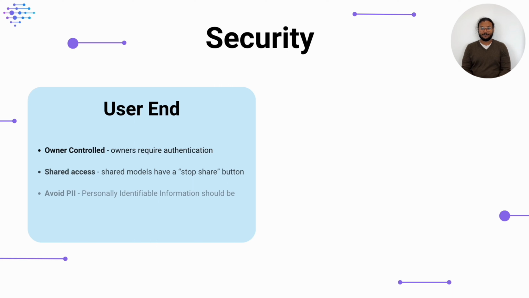Let's talk security. At Younet, we take security very seriously, which is why we implement 3 levels to ensure your information is safe. Users are required to authenticate before accessing their models. The shared models have a stop sharing button to stop sharing. And lastly, we encourage users to avoid personally identifiable information, as it should be handled appropriately when training models.